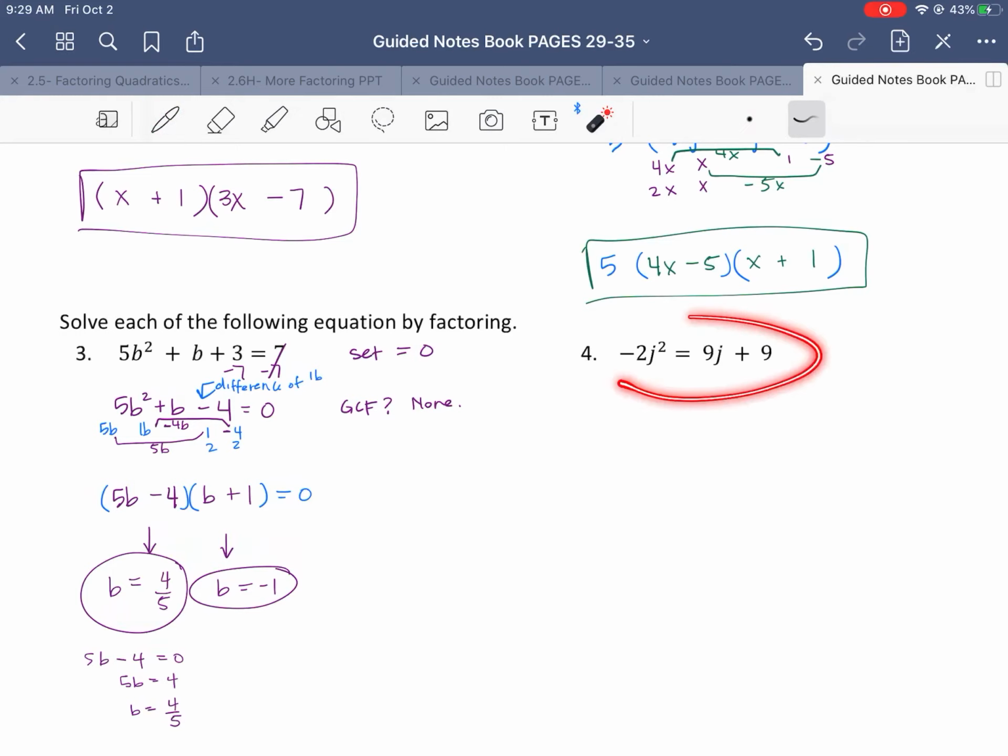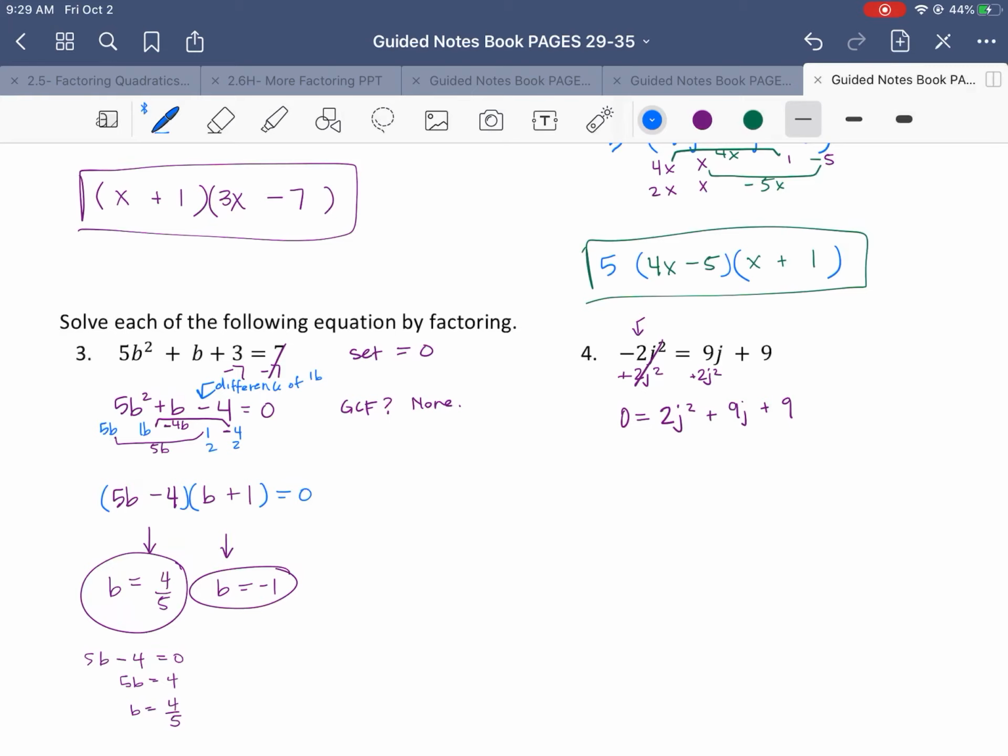All right, last one over here on number 4. So again, we're going to set it equal to 0. Now, I don't love a negative being out front. It's a little bit trickier to factor as a trinomial, so I'm going to add this term over to the other side. So I'm adding 2j squared and leaving 0 on the left side. And then I'm going to write that in standard form. So 2j squared plus 9j plus 9.